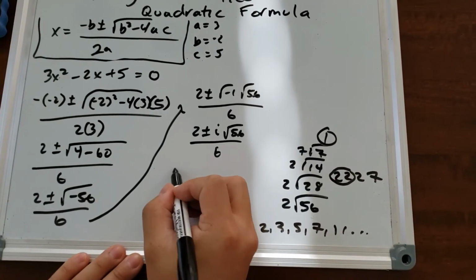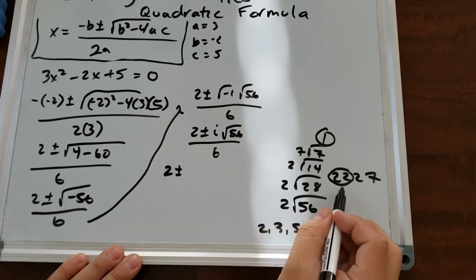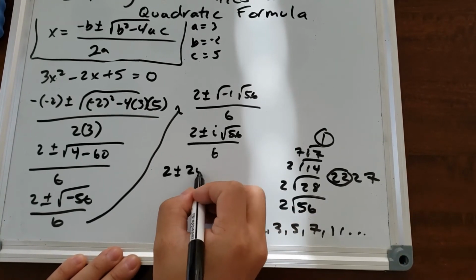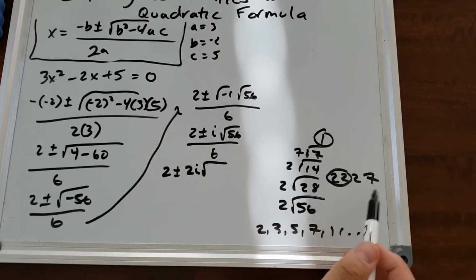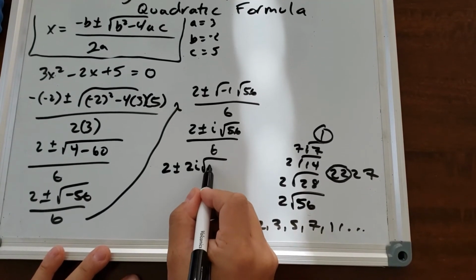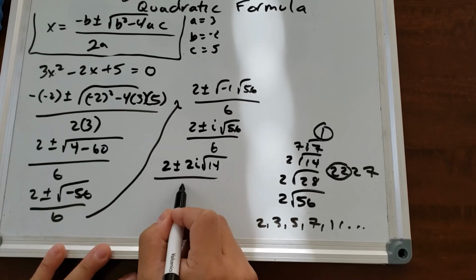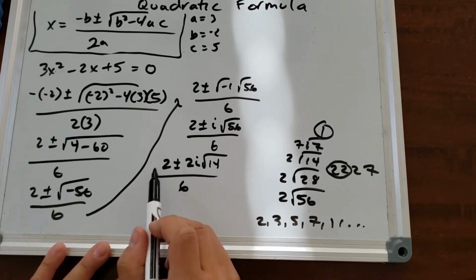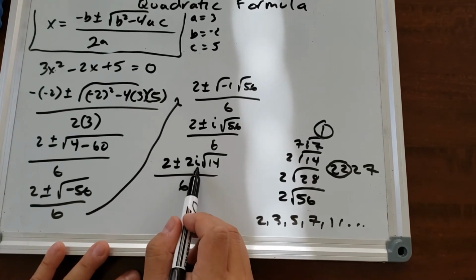So what this is going to look like is 2 plus or minus. Now this 2 goes on the outside because it's circled with the i square root. What didn't get circled? In this case, a 2 and a 7 didn't get circled, so I'm going to have to multiply that, and that gives me 14 over 6. So last step is going to be the same. It doesn't matter that this i is here.